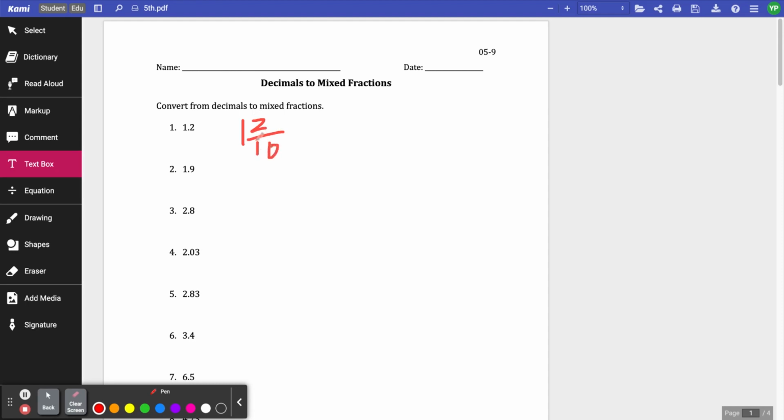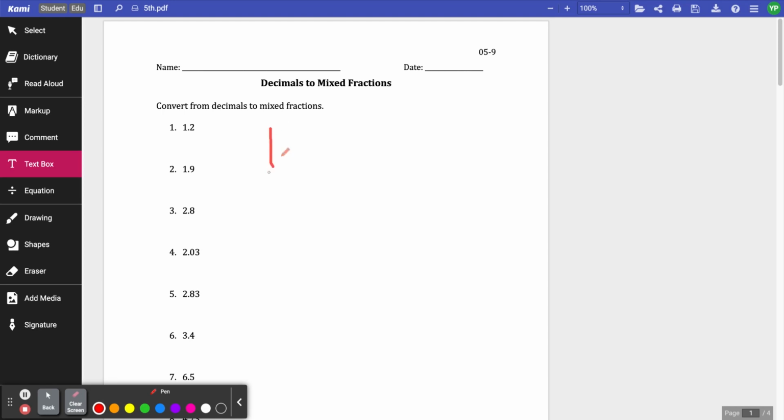After we turn 1.2 into 1 and 2 tenths, then we have to turn this into a mixed fraction. The way we do that is we multiply the denominator, which is 10, by the whole number, which is 1, and then we add 2. So 10 times 1 is 10, plus 2 is 12. And then you just put it all over 10. Okay, so for number 1, it'll be 12 over 10. Let's try number 2.